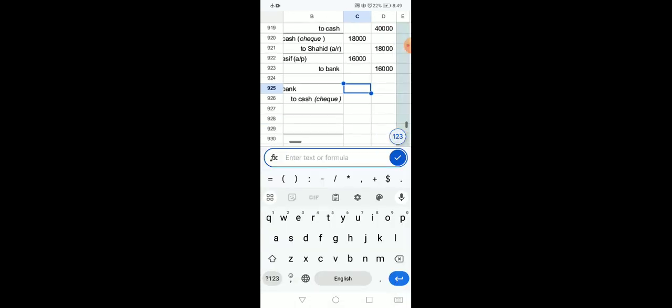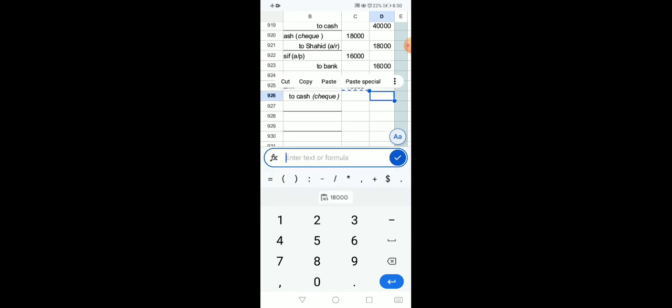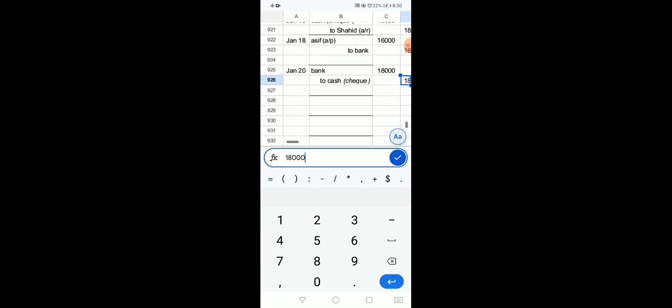Alright, the check which was received from Shahid is now deposited into the bank. The amount is not mentioned in the transaction. As you know, the check's amount was already mentioned in the previous entry of January 16. The same amount would be deposited into the bank. So you are supposed to write 18,000 on the debit side and the same amount on the credit side as well. This way you have completed the January 20th entry.